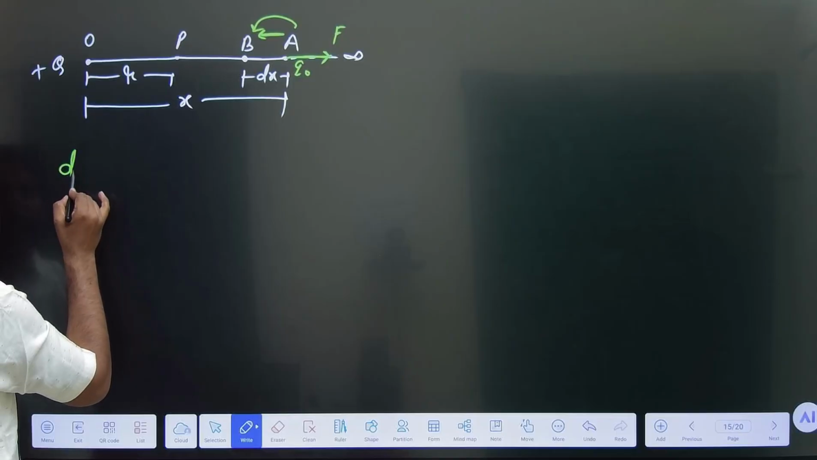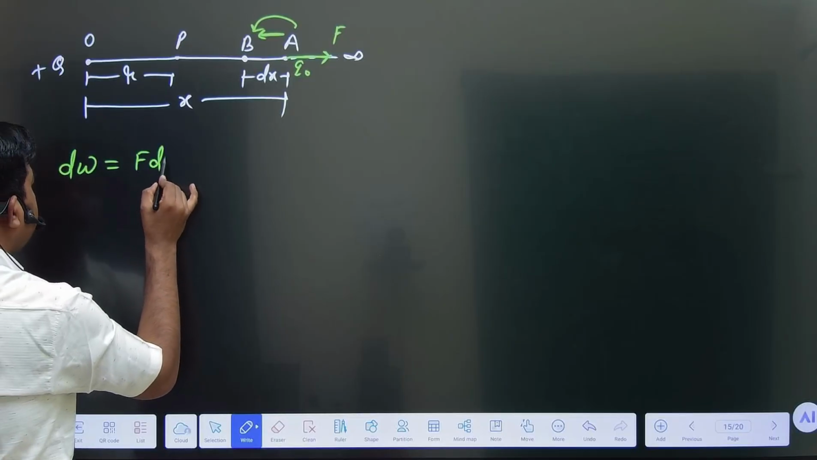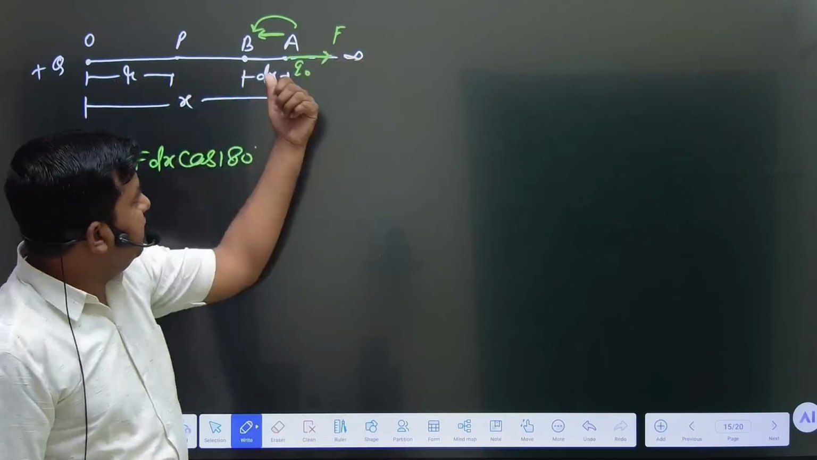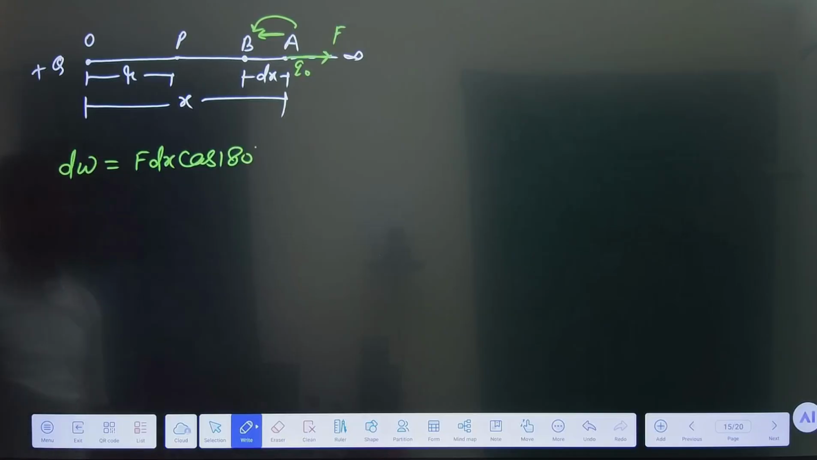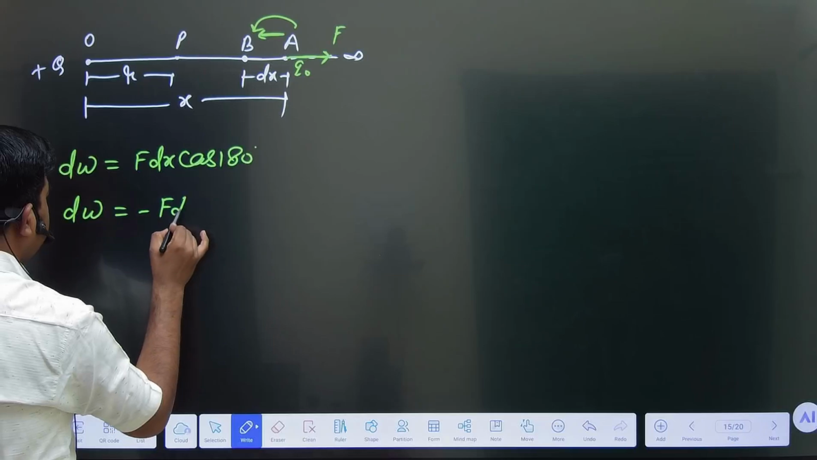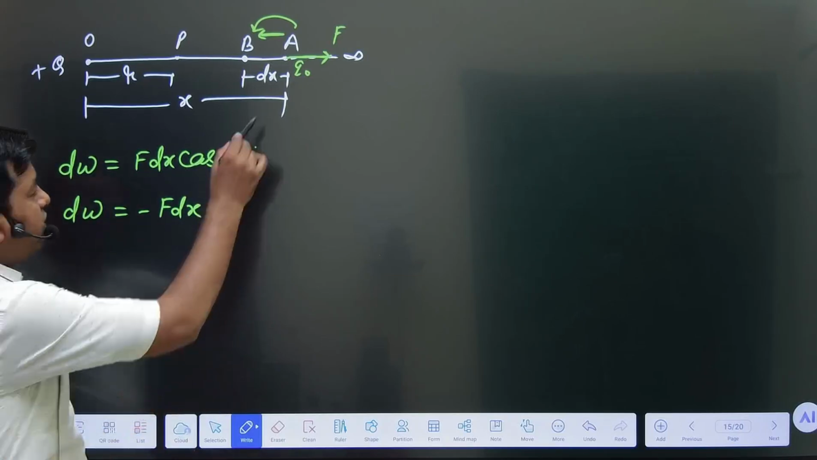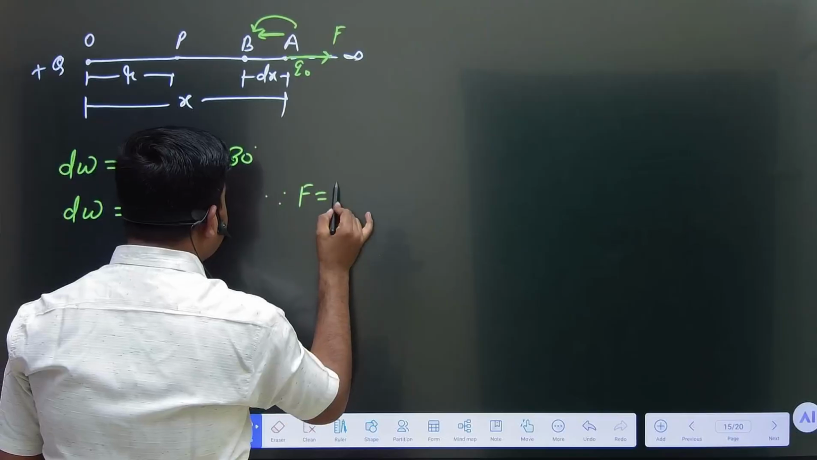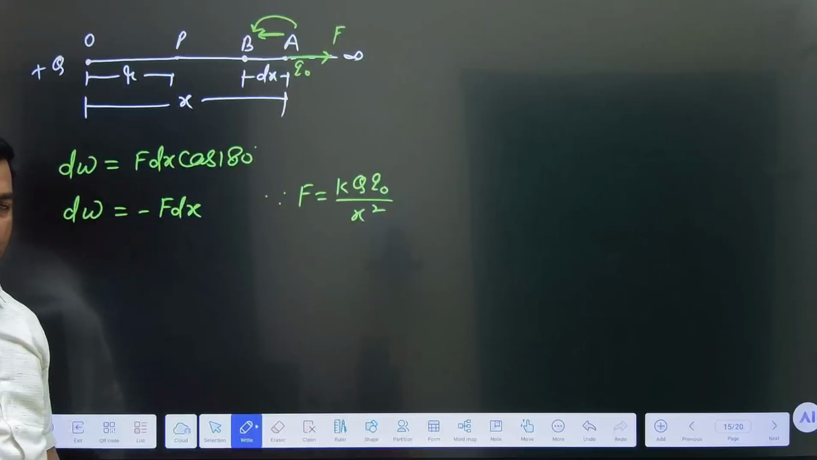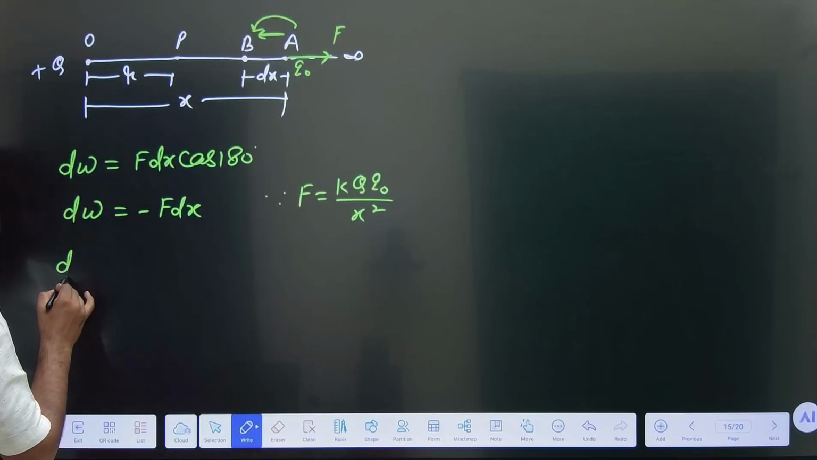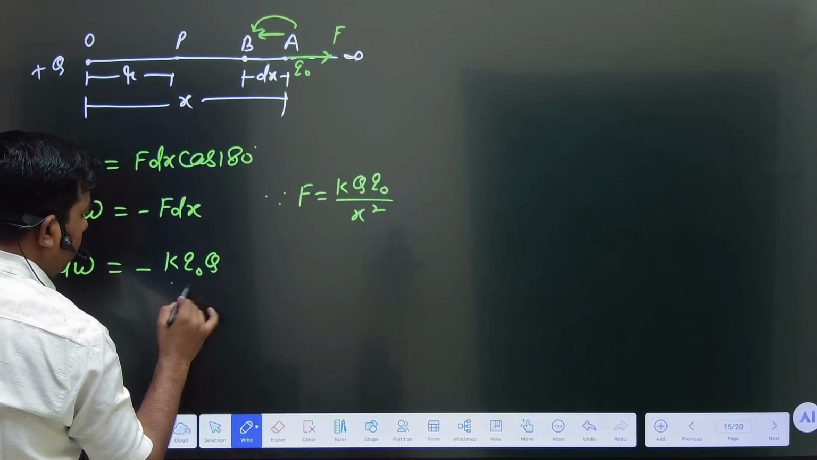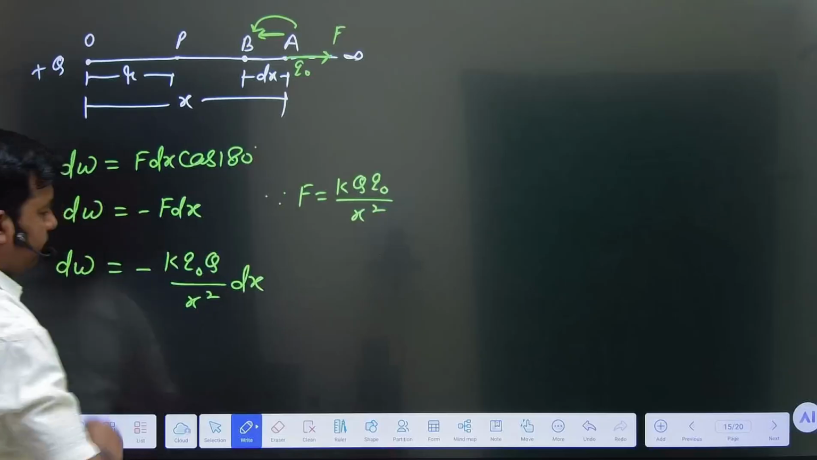So this work done is dW equal to F dx cos theta. Cos theta is what? Cos 180, because this force and displacement are in opposite directions, so it is 180 degrees. And cos 180 is -1, so work done is dW equal to minus F into dx. Clear to you? What is the force between these two charges? So force is F equal to K Q1 capital Q, Q2 Q naught by R square, that is x square. So we put this value, then work done is dW equal to minus K Q naught capital Q upon x square into dx.